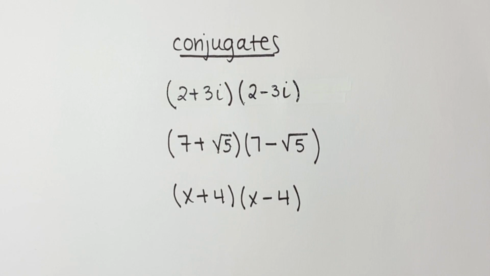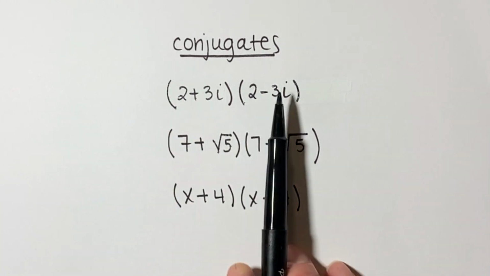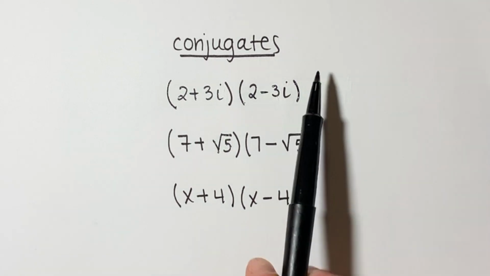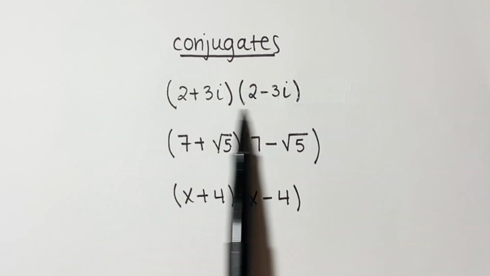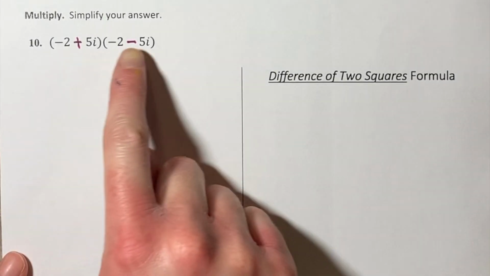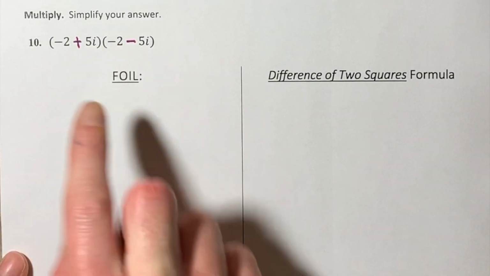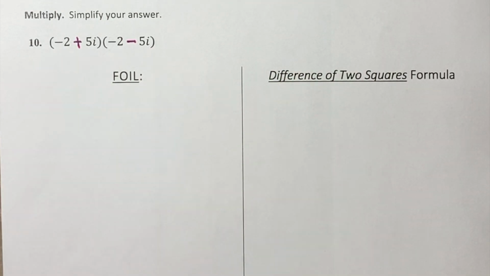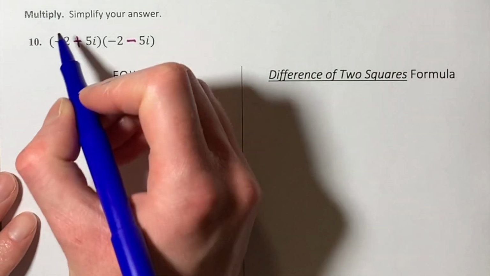Now, whenever you're multiplying conjugates, you can always FOIL, or you can also use the difference of two squares formula. So we'll take a look at those two approaches in the context of complex conjugates like we have here. So these are complex conjugates. To multiply these, we can either FOIL or we can use the difference of two squares formula. Let's FOIL first. If we FOIL, we multiply the first.